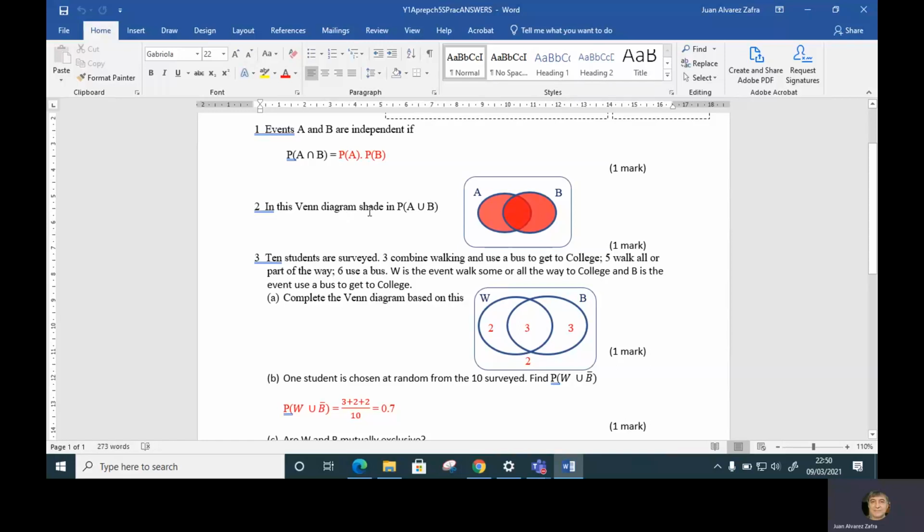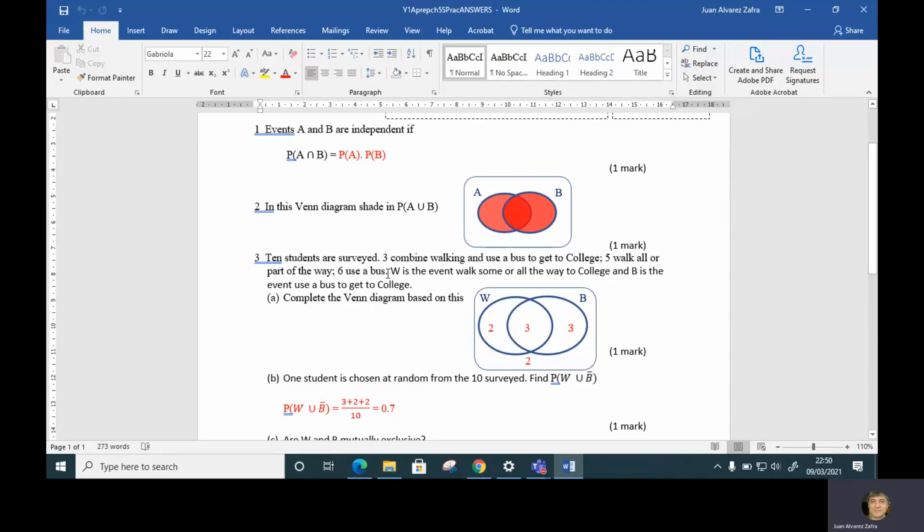In this Venn diagram, shade in the probability of A or B. When shading in A or B, you want to shade in the whole of A and the whole of B. The fact that A and B is shaded twice doesn't matter. So out of the 4 regions, you need to shade 3 of them.